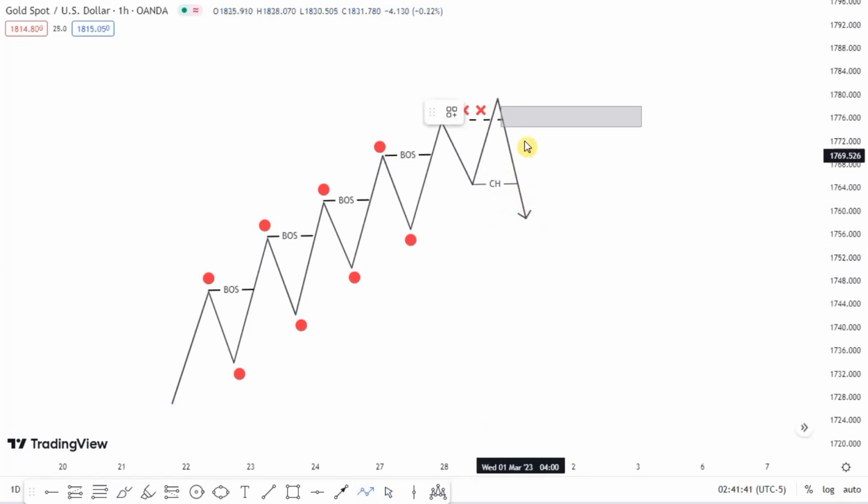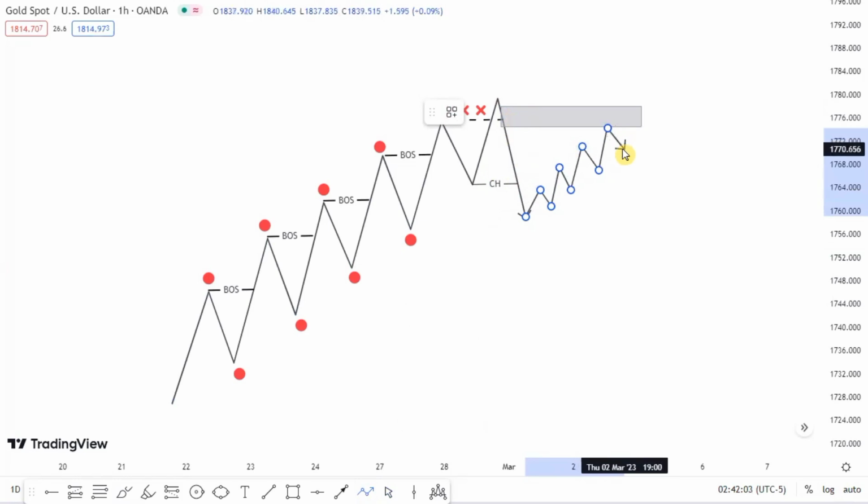Before the market led to the change in character, there's a candle within that area which created a supply zone. That supply zone led to the market breaking out that low and leading to a change in character. So you're going to wait for the market to return to that supply zone. When the market returns to the supply zone, you're going to be looking for selling opportunities. All right, so the market returns back to the supply zone.